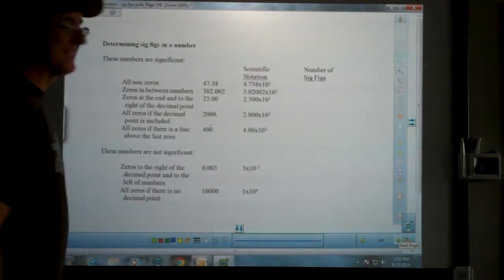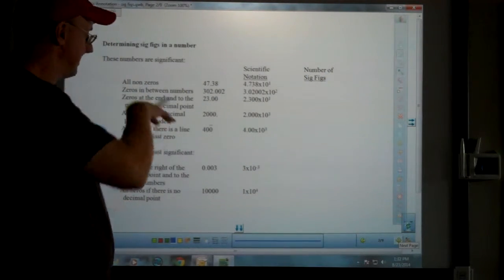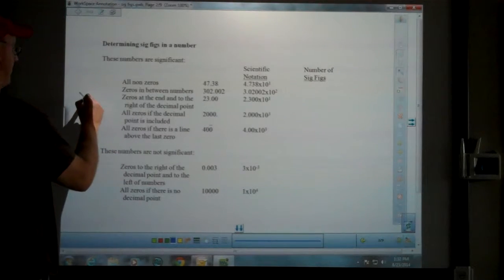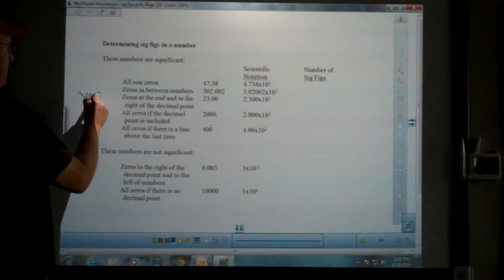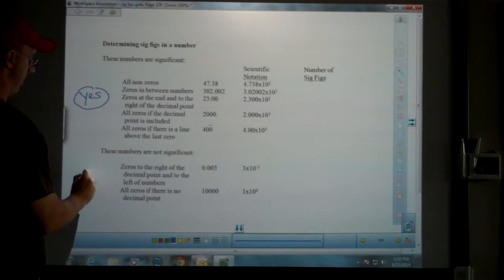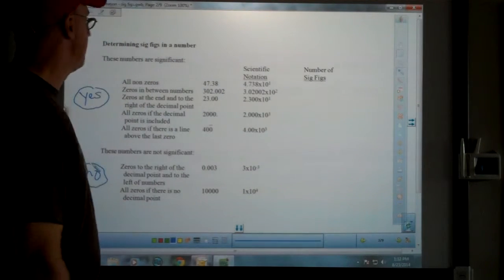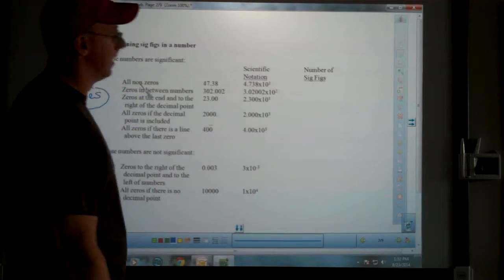So as far as determining what's significant, that's the first step. This is the middle of those notes that you have. These are significant, yes. And these are not, no. Not significant digits. And the key ones are the zeros. The zeros are the ones that mess people up all the time. If it's a number, it's significant.